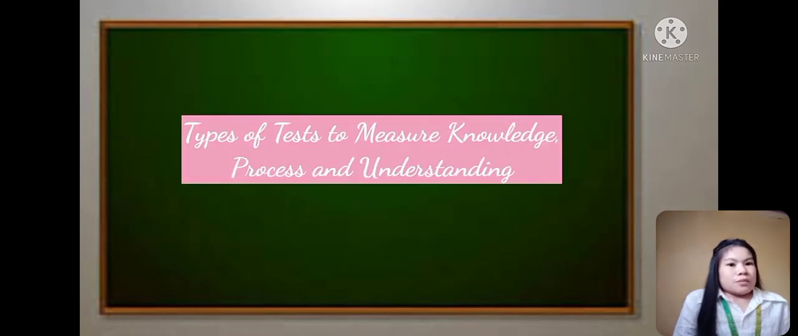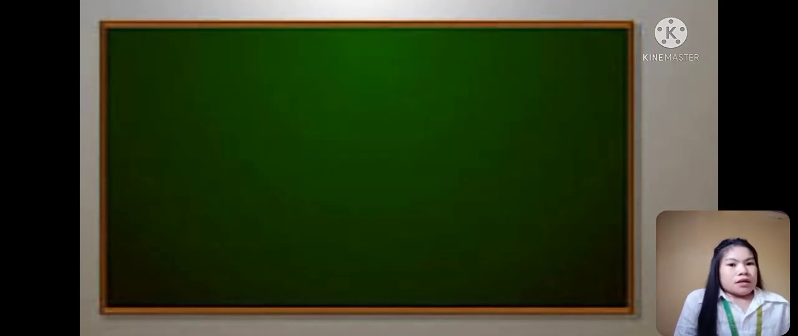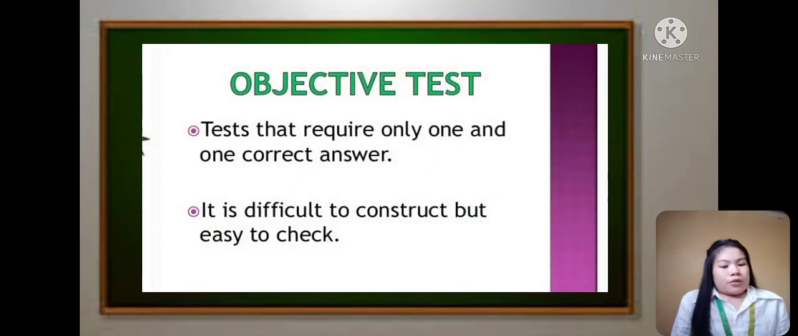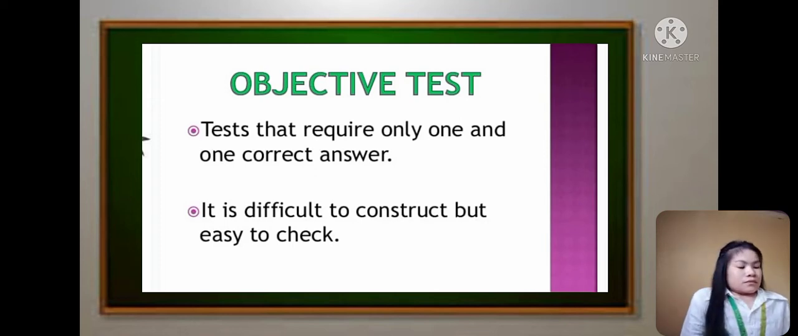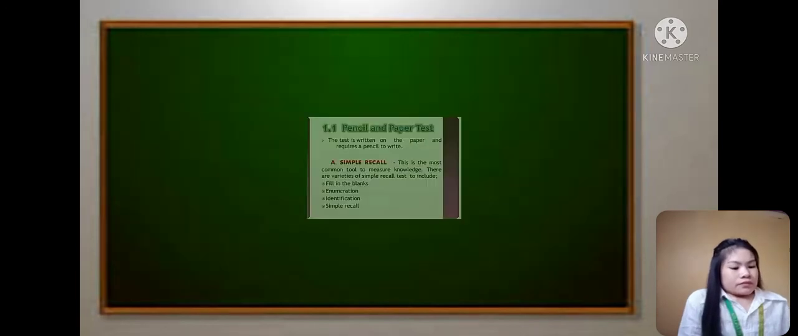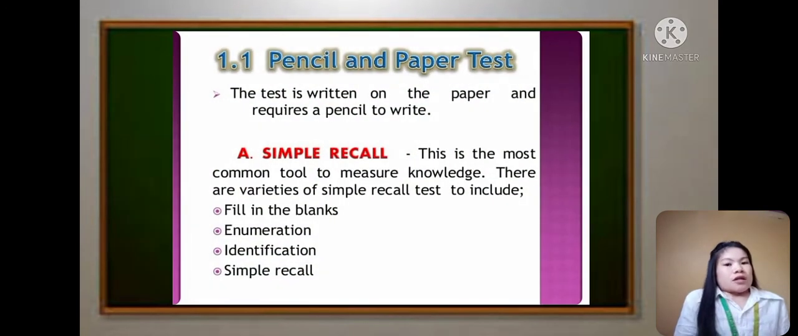Types of tests to measure knowledge, process, and understanding. Number 1, objective test. Tests that require only one correct answer. It is difficult to construct but easy to check. Number 1, pencil and paper test. The test is written on the paper and requires a pencil to write.